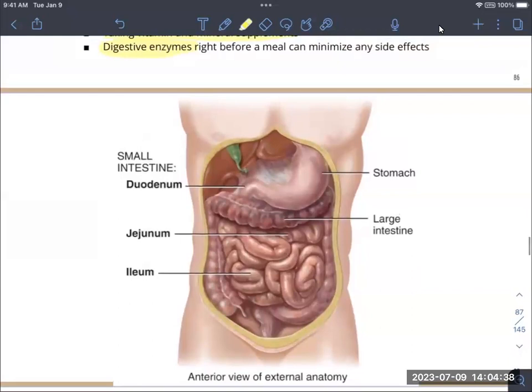So here is that jejunum that makes up this area. The ileum makes up most of this. And here's that duodenum portion coming down.